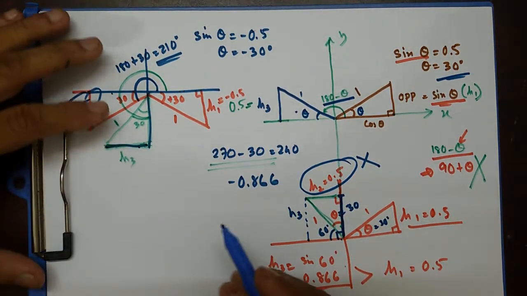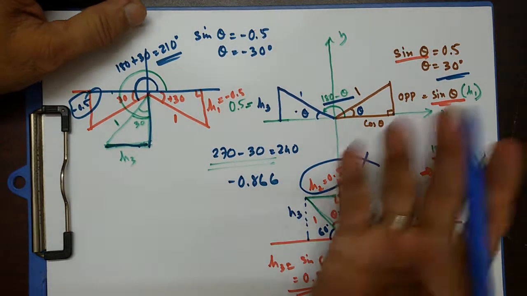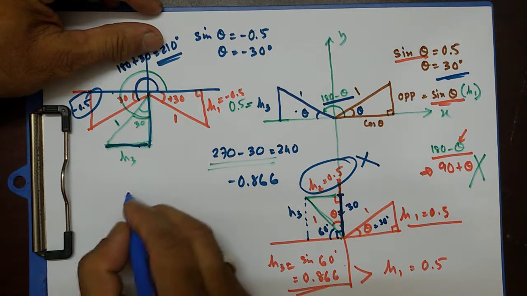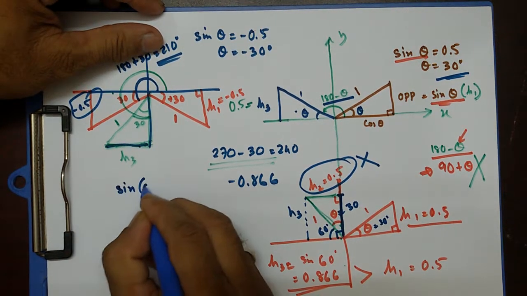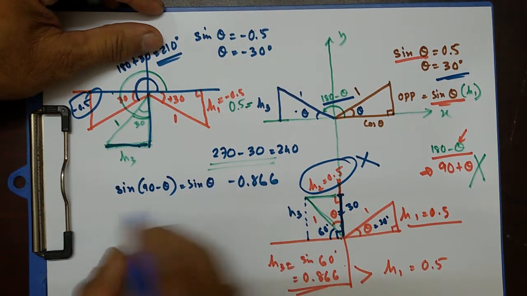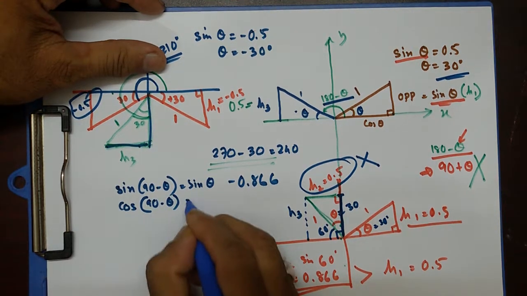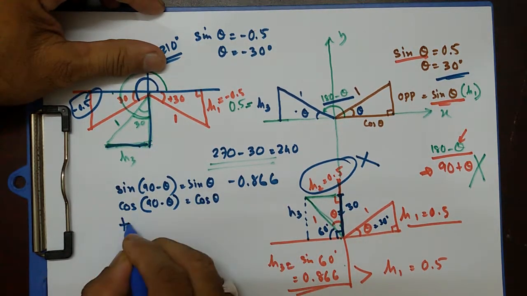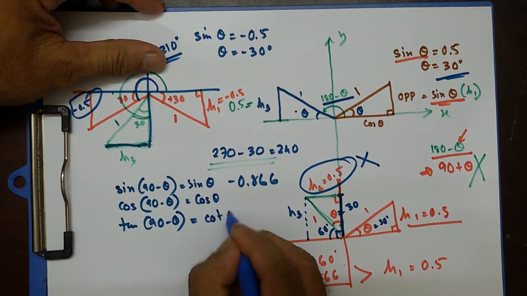So it's not only the magic of complementary angles or the magic of supplementary angles. The formula goes like that. Sine 90 minus theta becomes cos theta, complementary angles. I'm going to write down again. Cos 90 minus theta becomes sine theta. Tan 90 minus theta becomes cot theta.